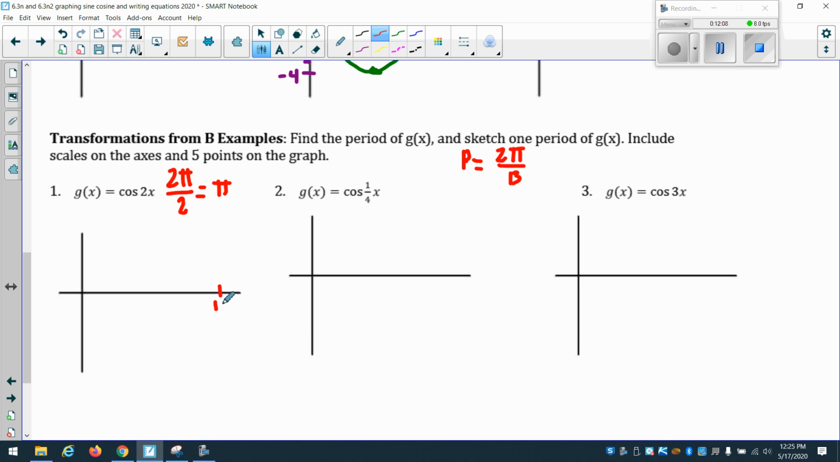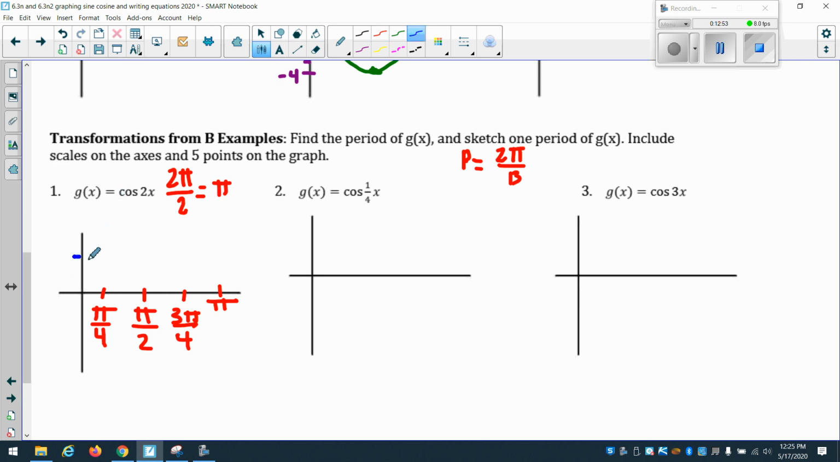Now, here's another trick to figure out the increments. If you divide by 4, then you just add 1/4 every single time. Another way you can have pi divide by 2, and that's where you get pi over 2. Divide pi over 2 by 2, and you get pi over 4. Then you take pi over 4 and multiply by 3 and get 3 pi over 4. So you could do it this way, or if you take your period, divide by 4, just add 1/4 every single time. Either way, you'll get the same answer.